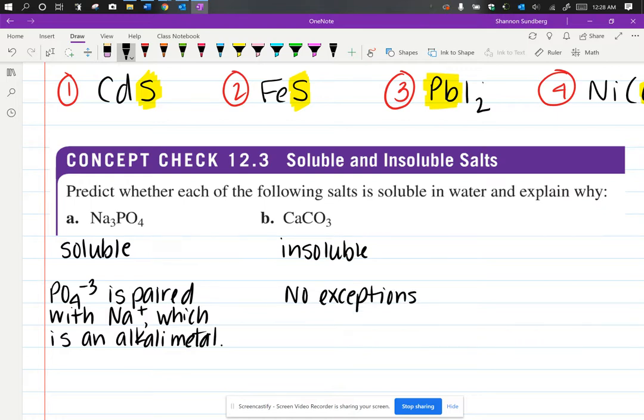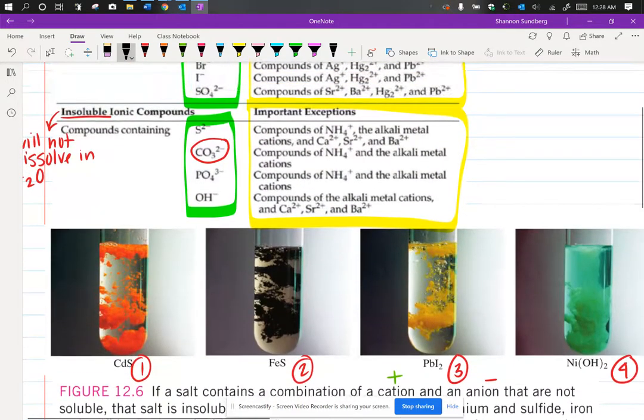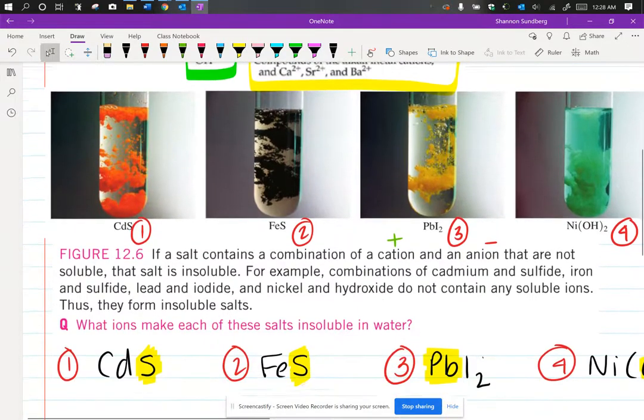Now, if it was paired up with sodium, well, that would change things, because if you look, alkali metals are an exception. Sodium's an alkali metal. So if it said NaCO3 or Na2CO3, that pairing with an alkali metal would make this substance soluble. But unfortunately, that's not the way that it worked out. Okay? So it's kind of like a brief explanation.